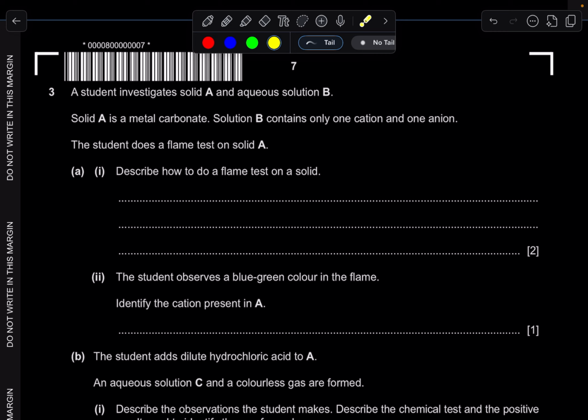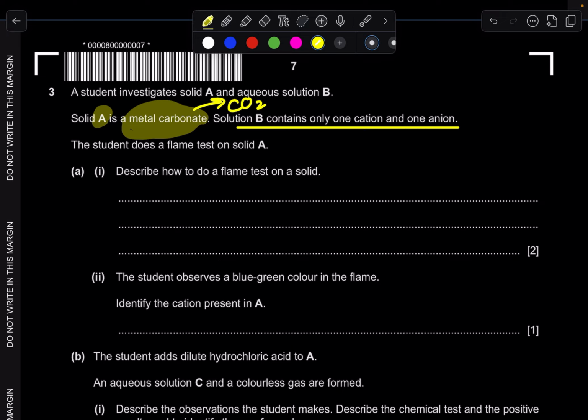A student investigates solid A and aqueous solution B. Solid A is a metal carbonate. Okay, so now we know solid A is a metal carbonate. So if we added an acid, what kind of gas are we expecting? We're expecting carbon dioxide gas. Solution B contains only one cation and one anion. Okay, one cation, one anion, it's a solution.